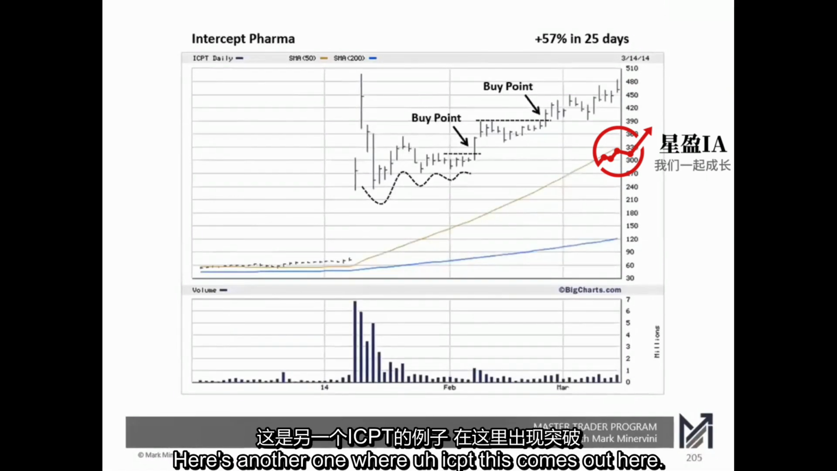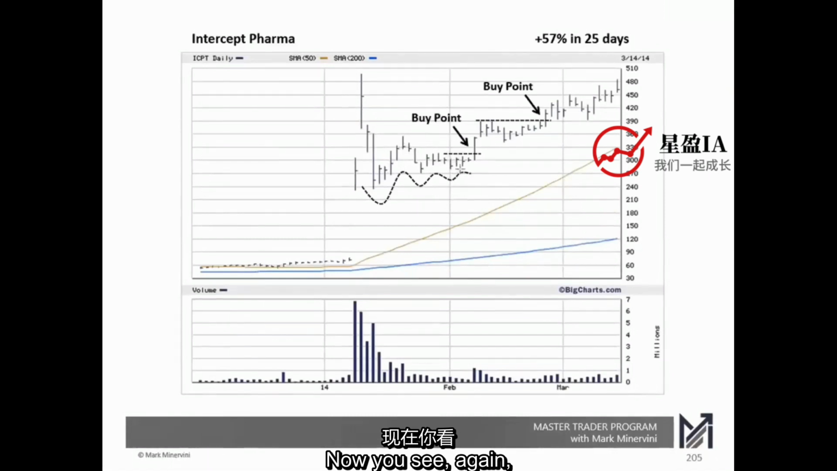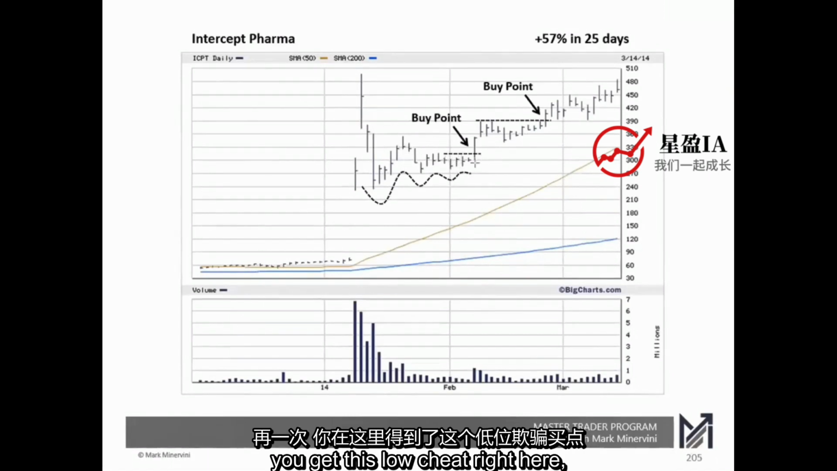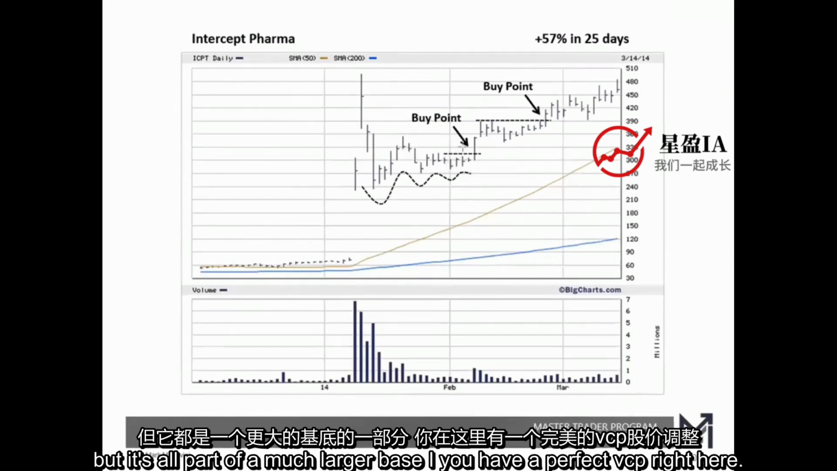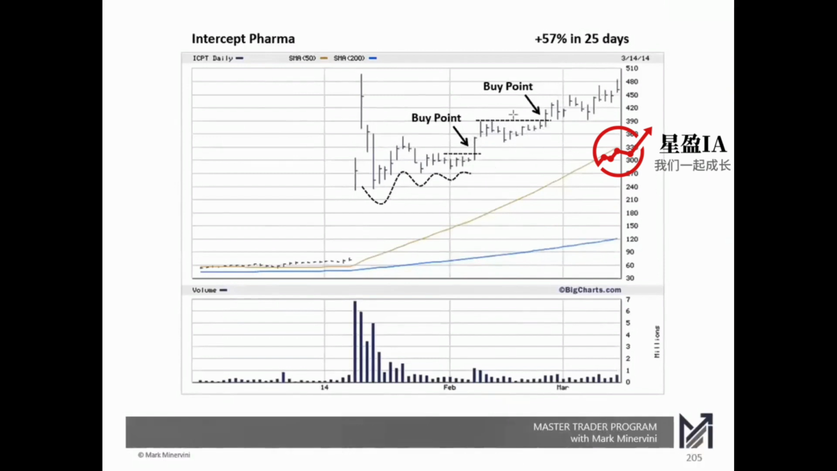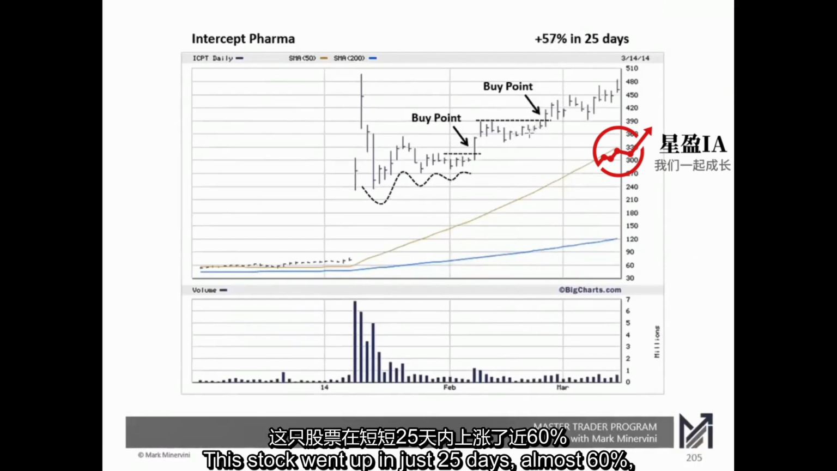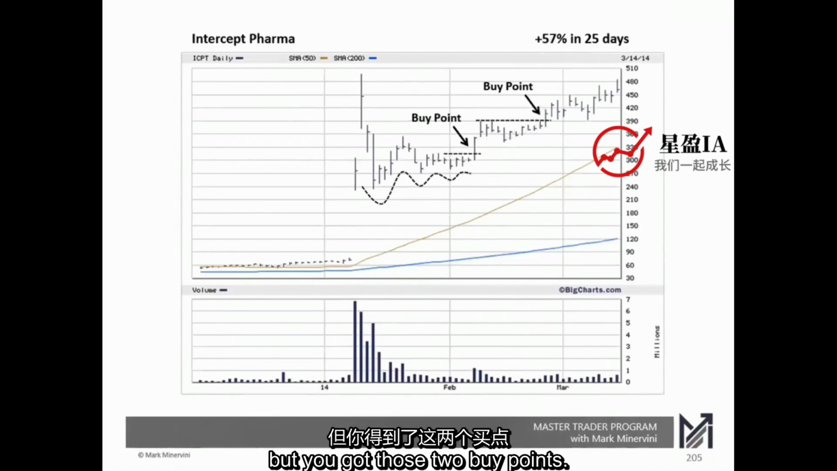Here's another one, ICPT, which comes out here. Now you see again, you get this low cheat right here. But it's all part of a much larger base. You have a perfect VCP right here. This buy point is great. This stock went up in just 25 days almost 60%, but you got those two buy points.